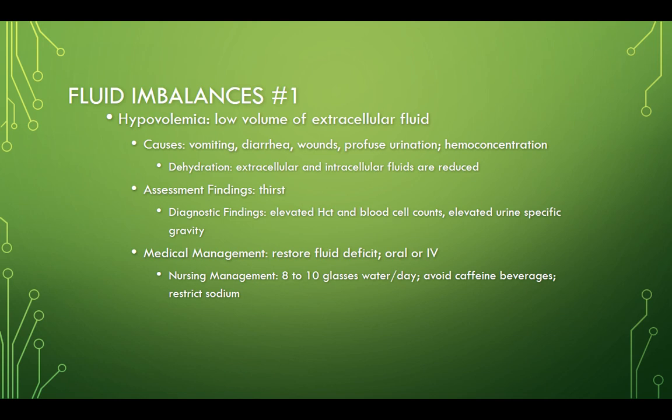Fluid imbalance 1: hypovolemia. It means low volume of extracellular fluid. Causes: vomiting, diarrhea, wound perfusion, all those types of things. Vital signs: you have hyperthermia, and tachycardia because you have a low amount of water in your body, so you have to have your heart beat faster.